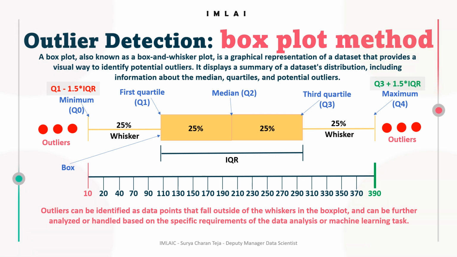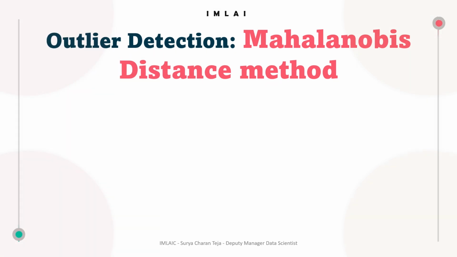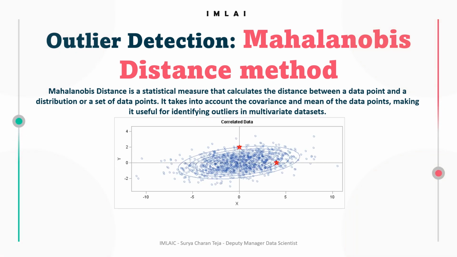Now let's look into the final technique to detect outliers, that is the Mahalanobis distance method. Mahalanobis distance is a statistical measure that calculates the distance between a data point and a distribution or a set of data points. It takes into account the covariance and mean of the data points, making it useful for identifying outliers in a multivariate data set.